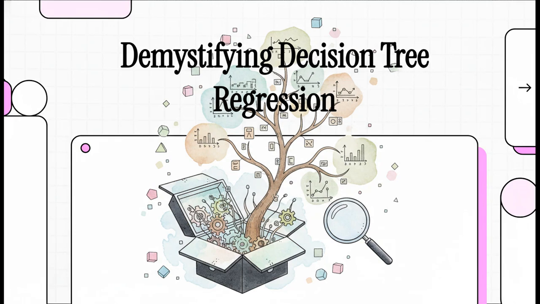All right, today we're pulling back the curtain on decision tree regression. Now, this is a really cool machine learning model because, unlike a lot of those complicated black boxes, this is one you can actually look inside and see exactly how it thinks. We're going to open it up and show you precisely how it takes a mess of data and turns it into really clear, understandable predictions.